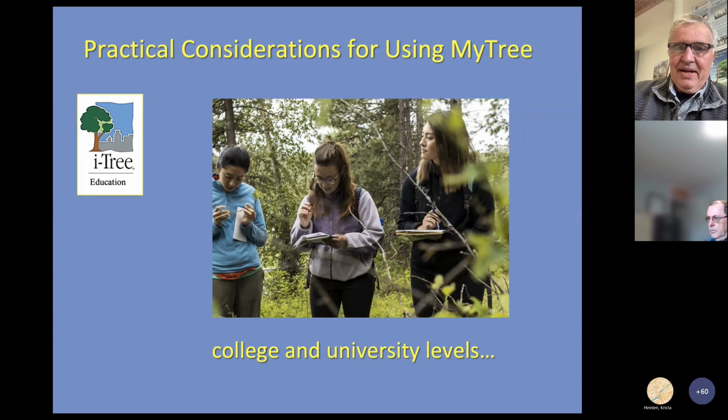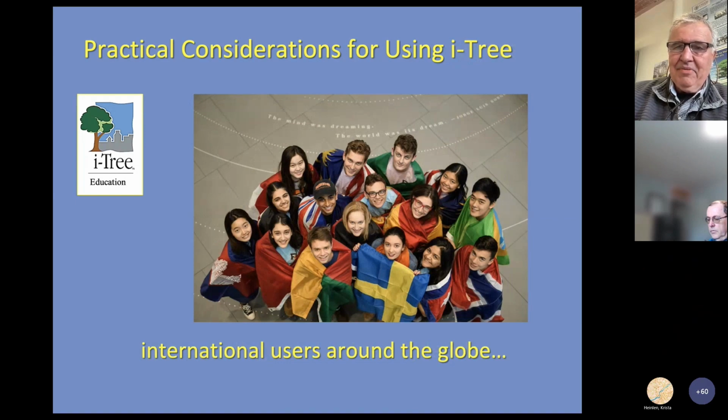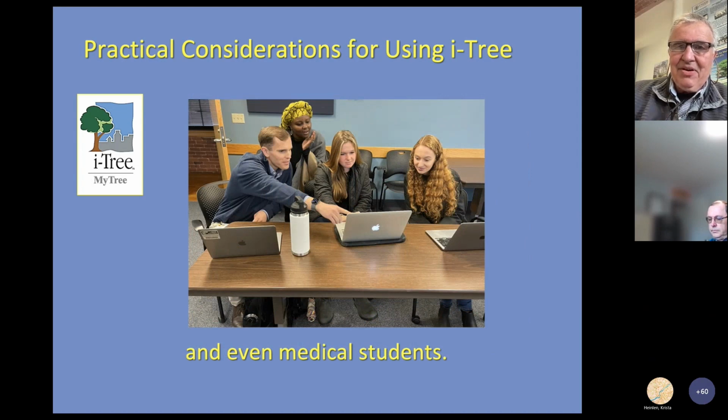And then here's some of our university and college level students. They're all pretty serious kids and like to explore and learn a little bit here. And they're doing some eco work right here. We also work with international users. We work with the international program at the Forest Service, but we're bringing the same tools as part of our educational process to them.